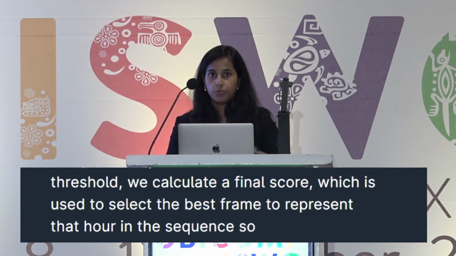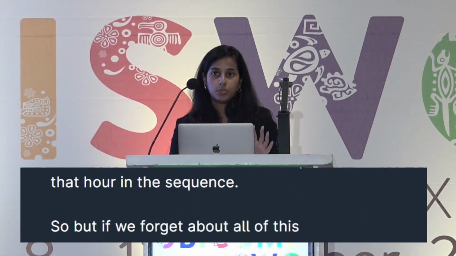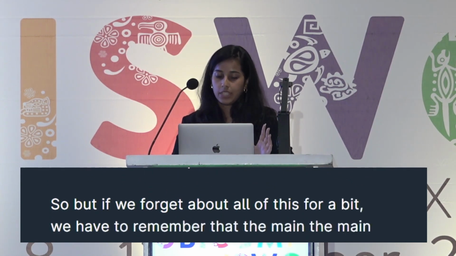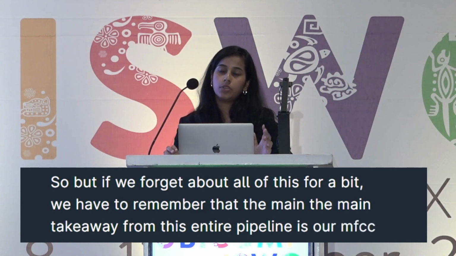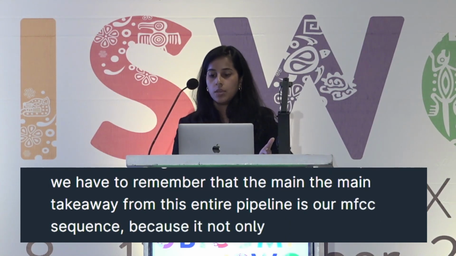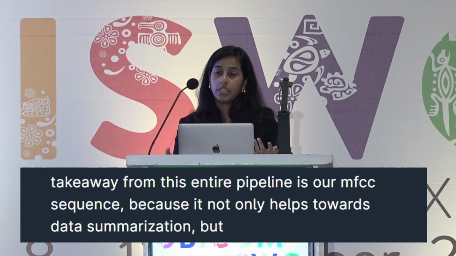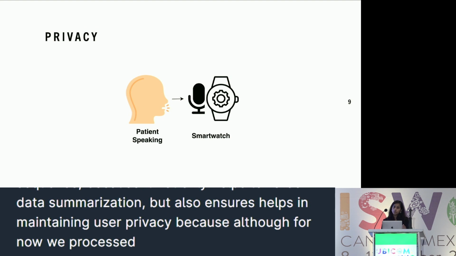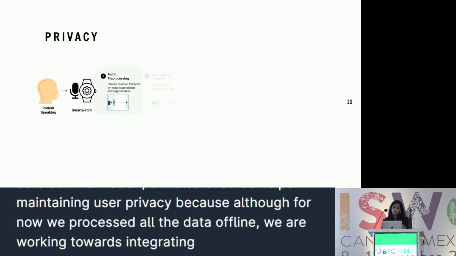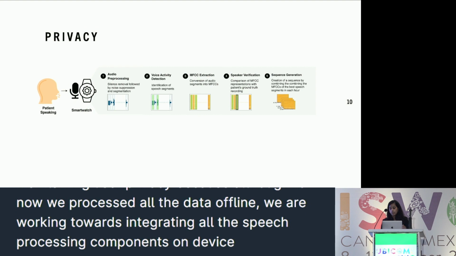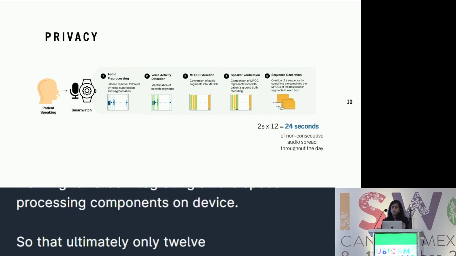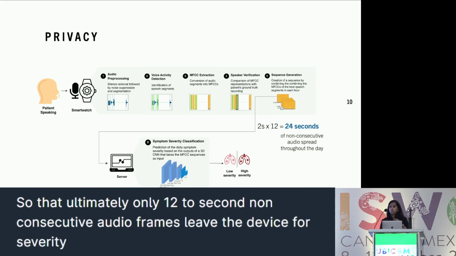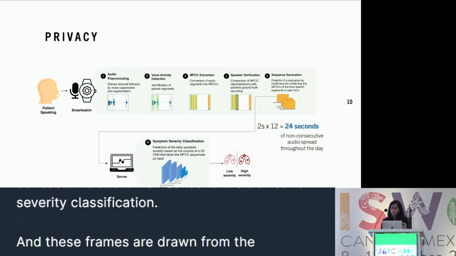But if we forget about all of this for a bit, we have to remember that the main takeaway from this entire pipeline is our MFCC sequence, because it not only helps towards data summarization, but also helps in maintaining user privacy. Although for now we processed all the data offline, we are working towards integrating all the speech processing components on device so that ultimately only 12 2-second non-consecutive audio frames leave the device for severity classification. And these frames are drawn from the sequence that we just talked about.